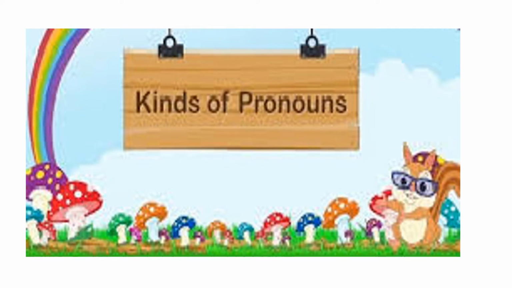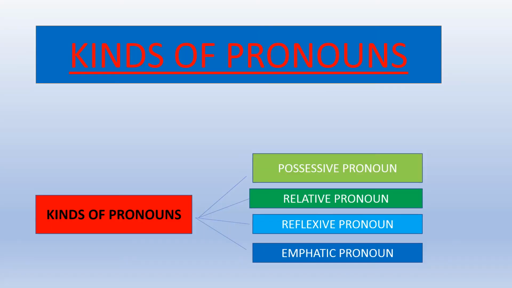First, let's recap. Do we remember what we studied in the last class? We studied about pronouns, isn't it? So, what are pronouns? Pronouns are words used instead of a noun or a pronoun. Then we saw about subject pronoun and object pronoun. In a sentence, subject pronoun comes before a verb, whereas an object pronoun comes after a verb. Then we saw about different kinds of pronouns, isn't it? What are the different kinds of pronouns? The different kinds of pronouns are possessive pronoun, relative pronoun, reflexive pronoun, and emphatic pronoun.